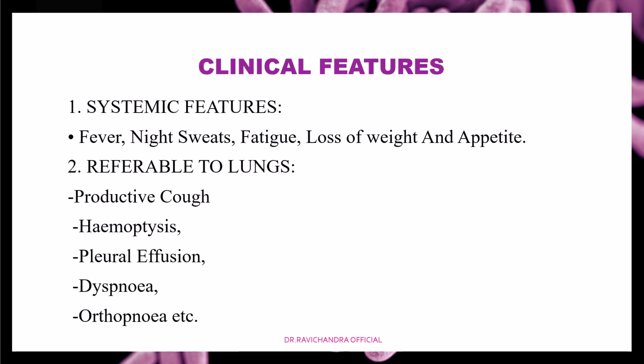Coming to the clinical features of tuberculosis, there are systemic features like fever, night sweats, fatigue, loss of weight and appetite, which are the characteristic features of tuberculosis. The features referable to the lung are a productive cough lasting more than 21 days, that is, more than 3 weeks. Hemoptysis, that is coughing up blood. If we say hematemesis, then it is vomiting blood. Here it is hemoptysis, coughing up blood. Pleural effusion, dyspnea, and orthopnea. These are all the symptoms referable to the lungs.